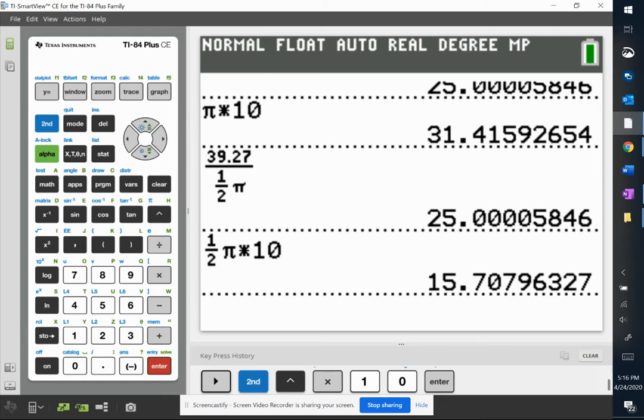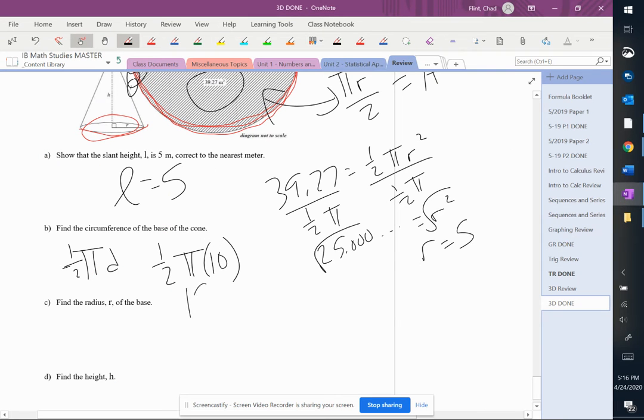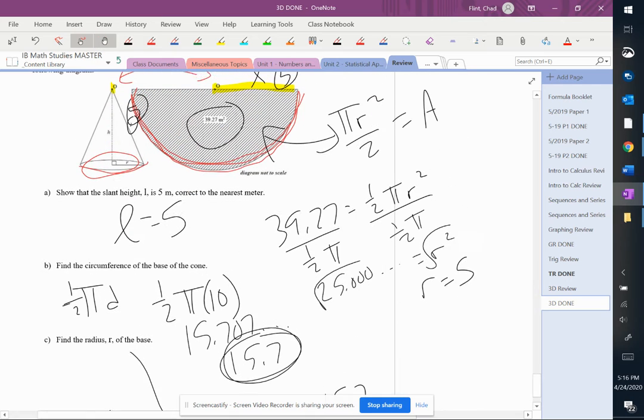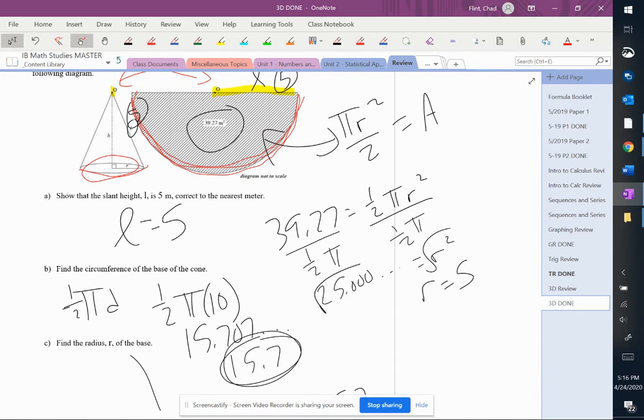Which gives me 15.707, which is just 15.7 to 3 significant figures. Now, to find the radius, so again, we're talking about 2 different things happening here. So it's pi times the diameter, and that's going to equal 15.7, which is the distance all the way around the outside. Again, stay with me here. We've got the red circle on the cone right here, and we've got the red half circle there. Those are the same thing.